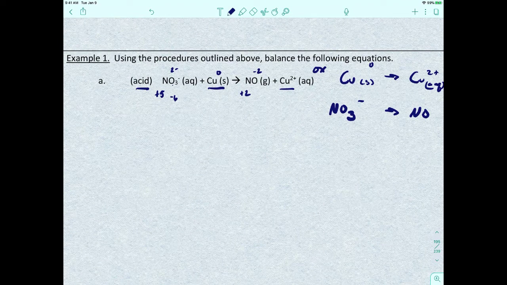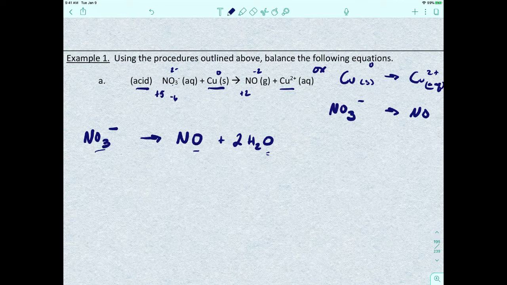So if we've got NO3 minus yielding NO, we wrote the half reaction. We need to balance this. If you notice on the left-hand side, we've got 3 oxygens. On the right-hand side, we've got 1. So in order to balance this, we need to add 2 waters to the left-hand side. I'm going to write plus 2H2O, so that way the number of oxygens is now equal. You got 3 on each side.